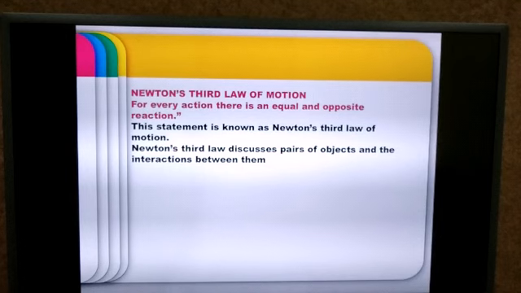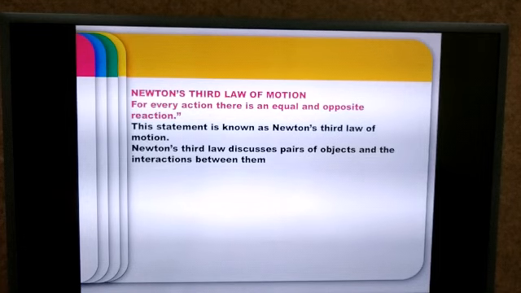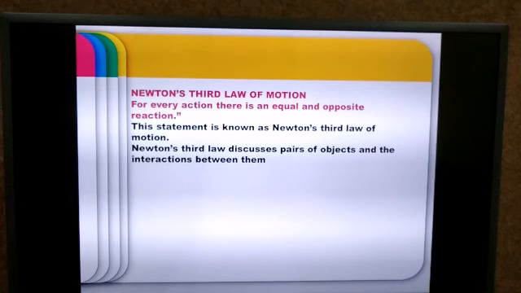And what is the statement of Newton's third law of motion? To every action, there is an equal and opposite reaction. I repeat, to every action, there is an equal and opposite reaction.